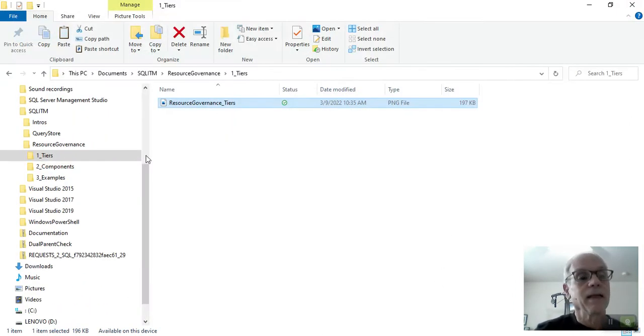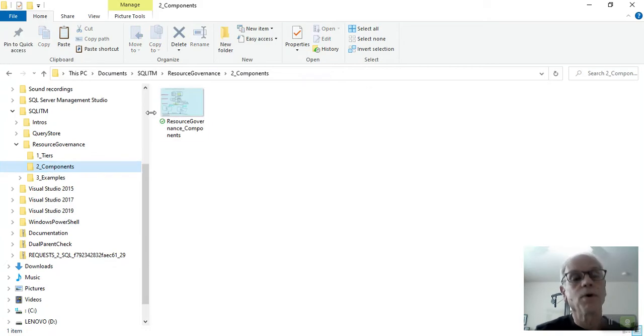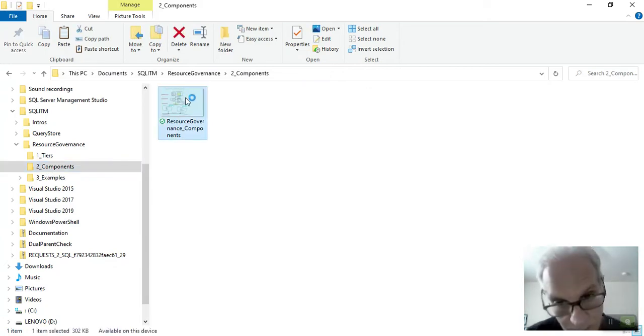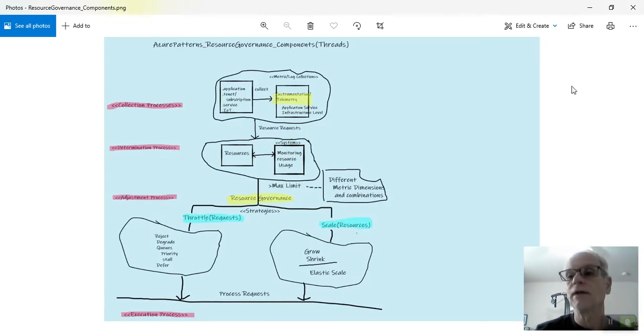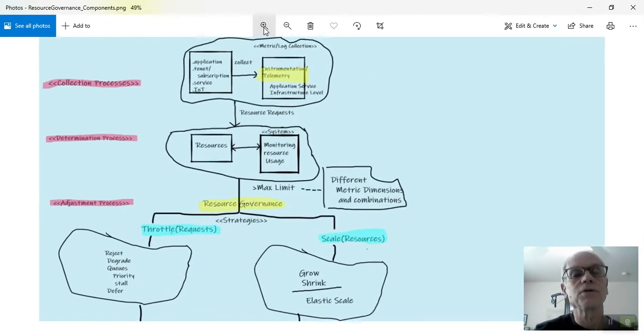If I may, let's get on to the components. The components are basically pretty much like tiers, but they're represented by actual threads, processing threads. So it's kind of repeated what we just said. I'll just enlarge that a bit also.